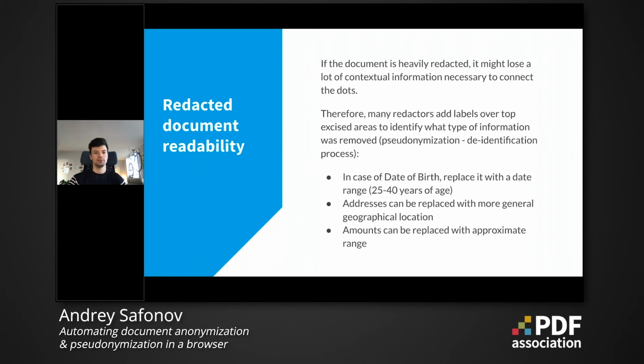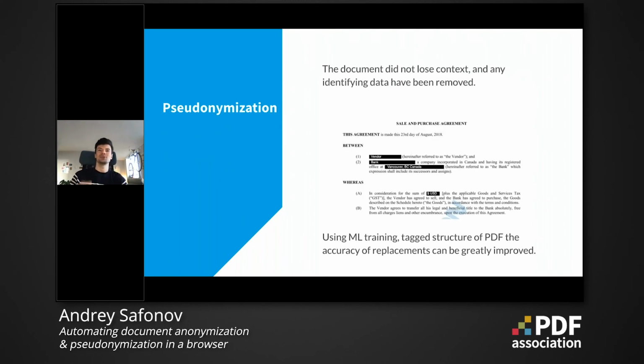So let's take a look at how a pseudonymized document could look like. Okay, so here the document didn't lose any context, but any identifying data have been removed. For example, we know that we're talking about a vendor and a bank, and the whole thing is happening in Vancouver, BC, Canada, so we know what jurisdiction it falls under. We also know that the amount is talking about USD documents, and we know the currency.